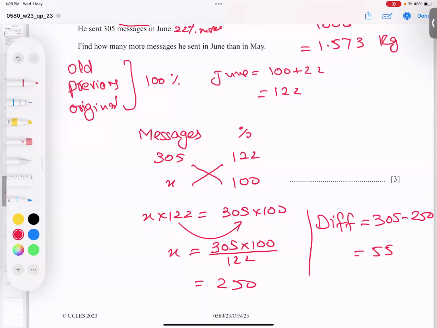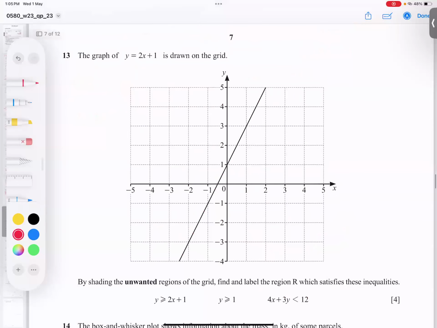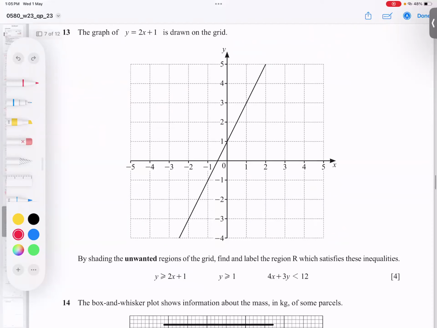And I hope you got the point. Question number 13. And what he said, y equal to 2x plus 1. He said shade in one region on the grid, and label the region R, which satisfies these inequalities.